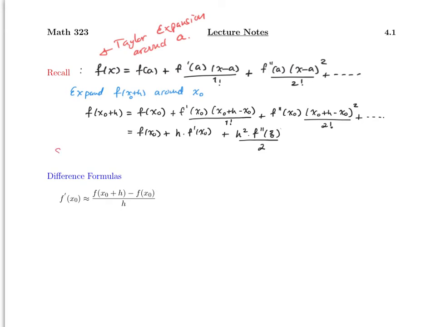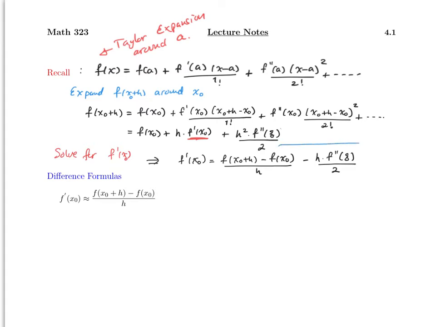So now here, if you solve for f prime of x0, which is this part right here, then we will have f prime of x0 equal to f of x0 plus h minus f of x0, divided by h, minus h times f double prime of c divided by 2. And this is what we're going to call the difference formula. So this is the actual approximation, and this will be the error bound. This part is the error.